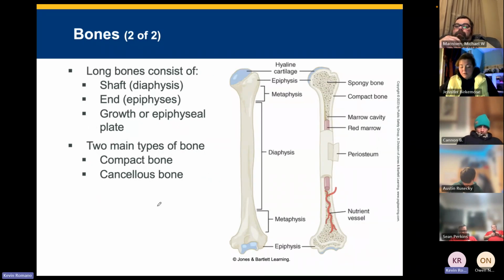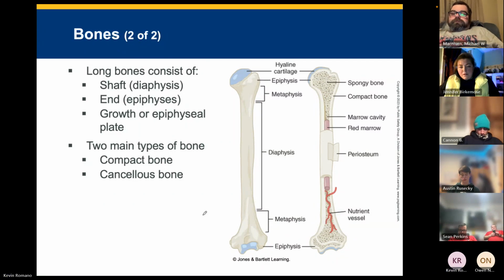The long bones consist of a shaft called the diaphysis, and the ends, the epiphysis, and the epiphyseal plate, otherwise known as the growth plate. So the physis, the growth plate, is the major site of bone elongation. Okay. Looking at the pictures here. All right. So the growth plate being down here. Why is that important for us to know?